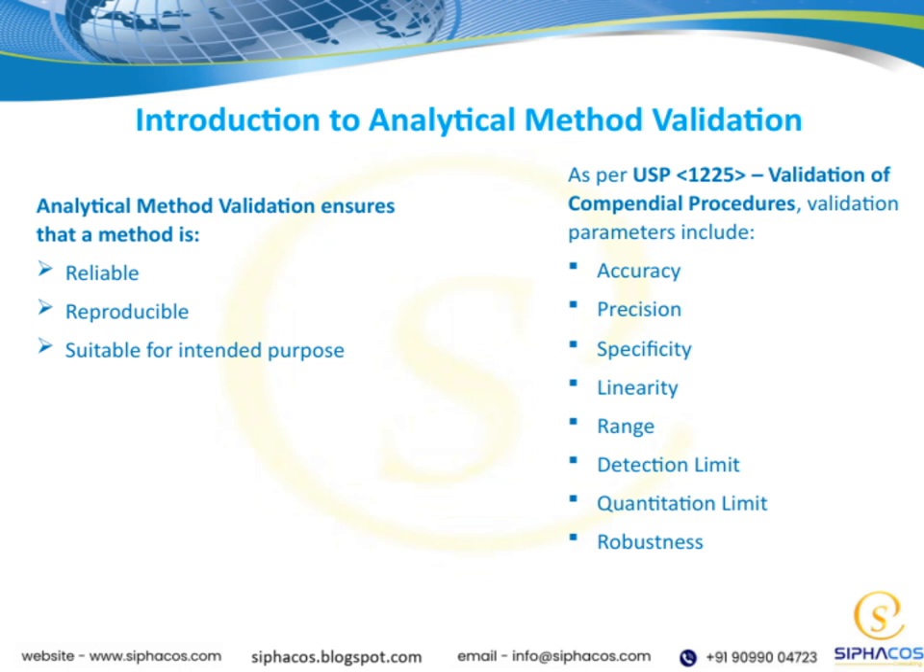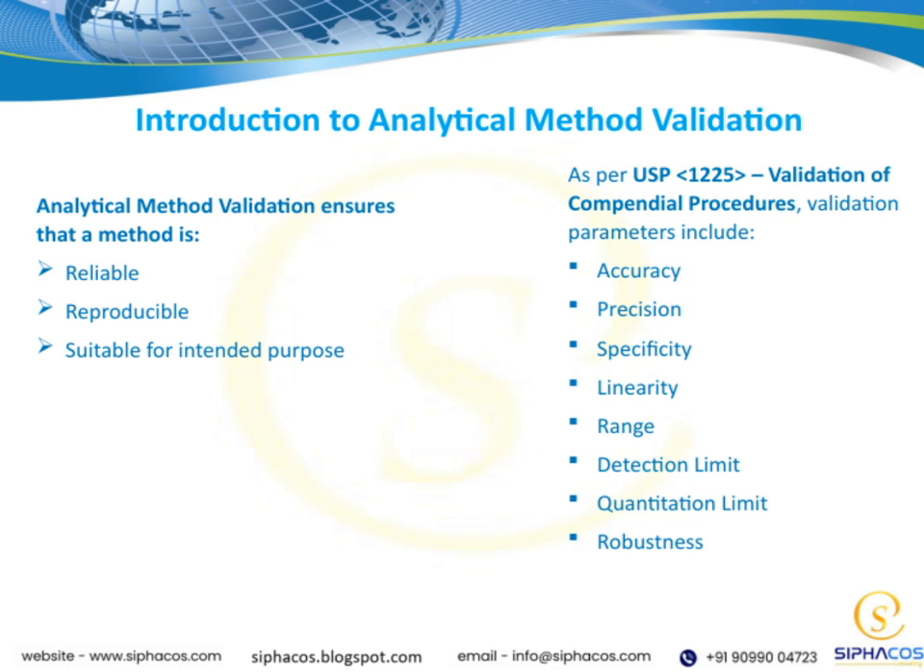Detection limit indicates the smallest amount we can detect, while quantitation limit is the smallest amount we can reliably quantify. Robustness tests how well the method performs under small, deliberate variations in conditions.